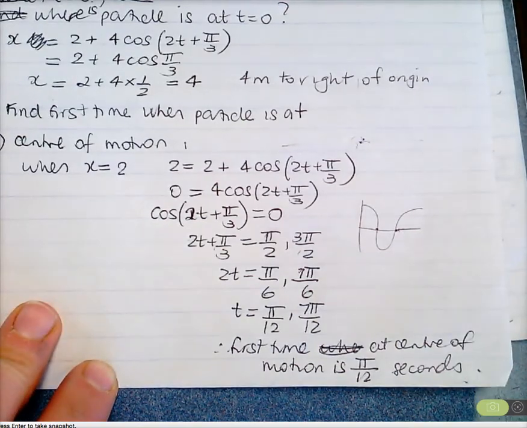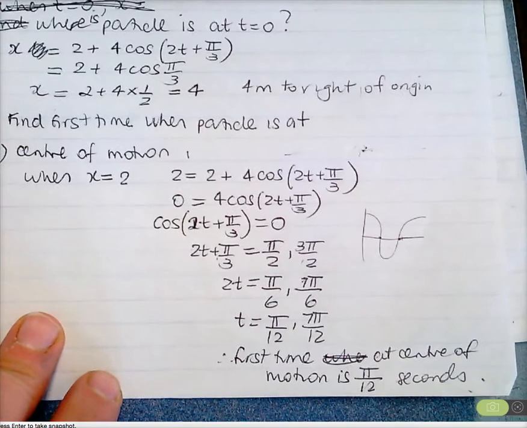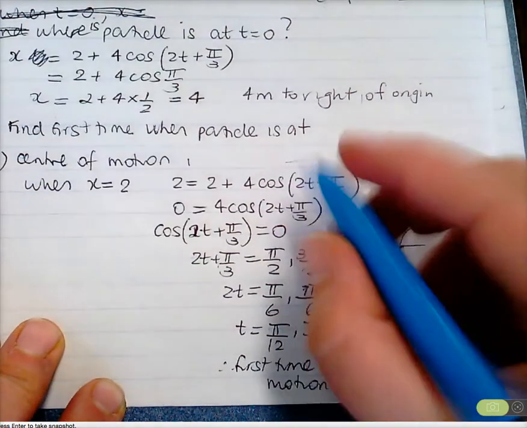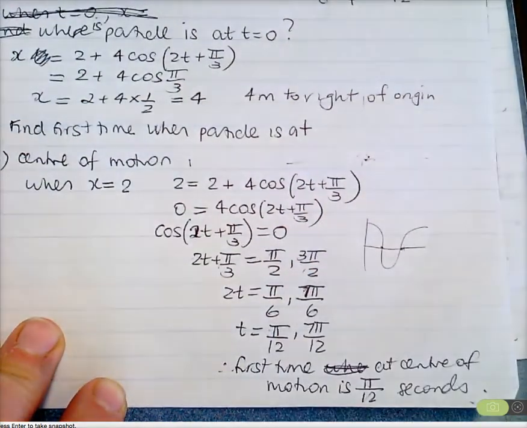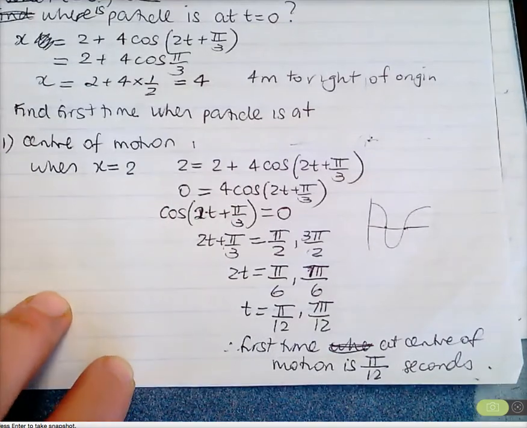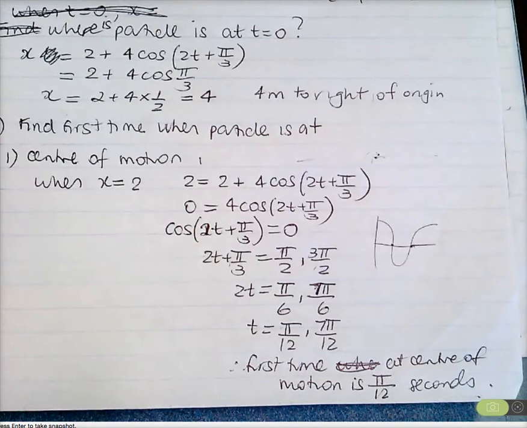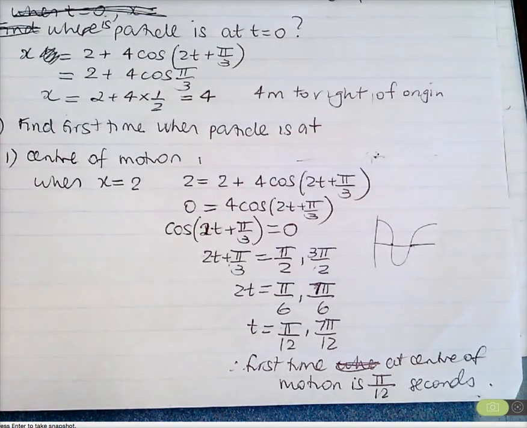Now, when is the particle first at the origin? That's a bit harder to tell from your graph. So that's like pi on 6, 7 pi on 6. Sorry about the writing. So time is pi on 12, 7 pi on 12. First time is pi on 12, but that one was easily seen from the graph.